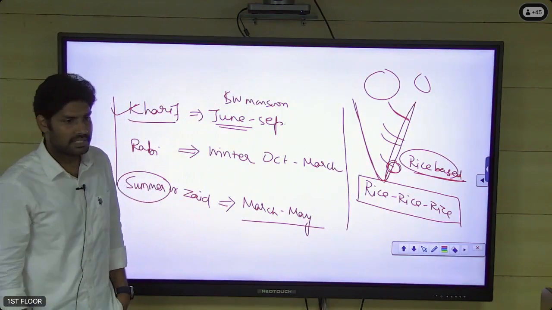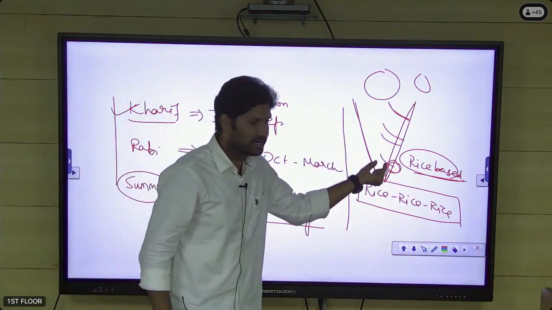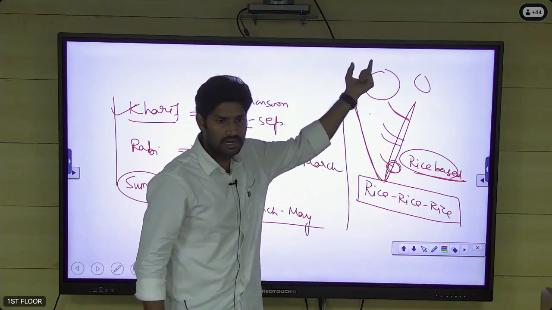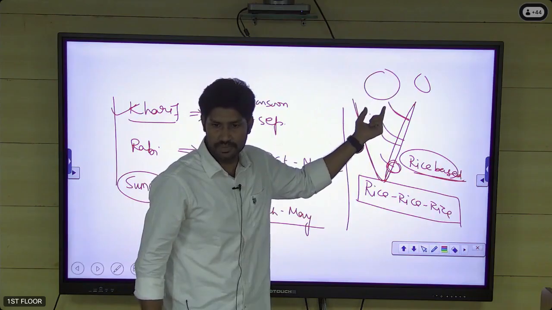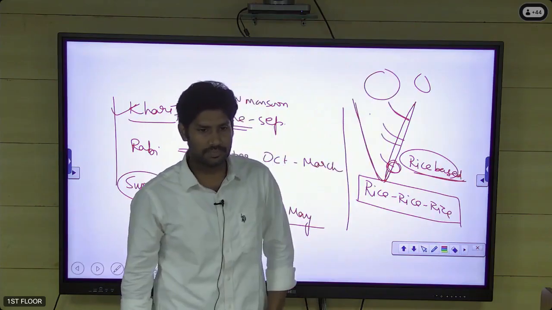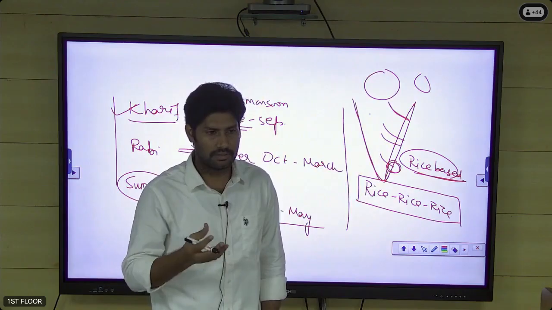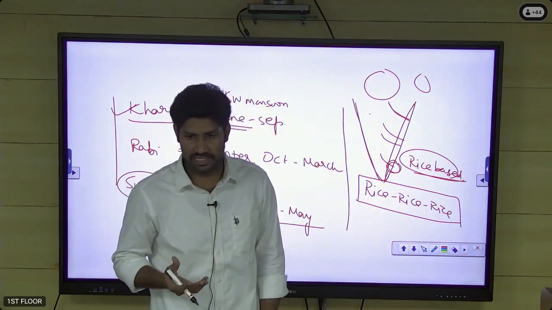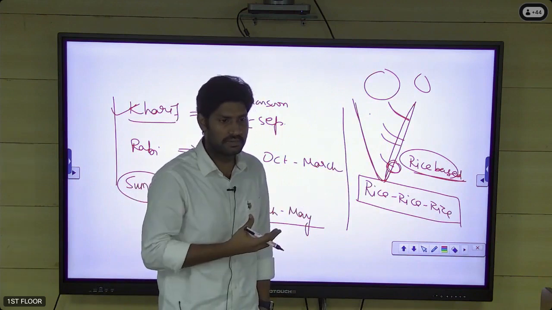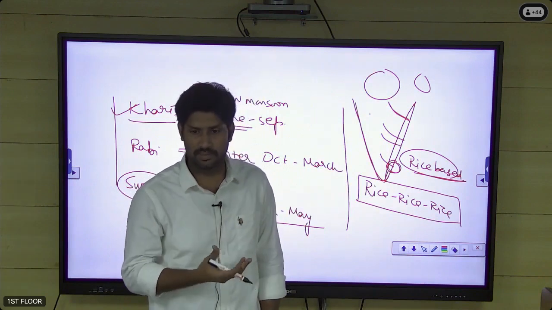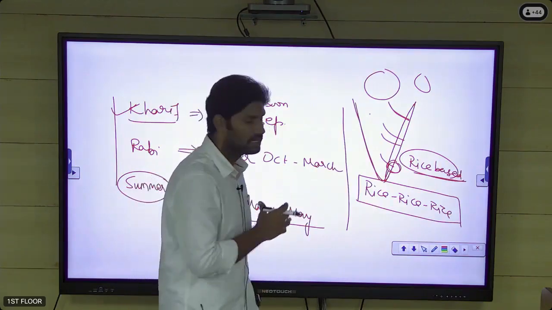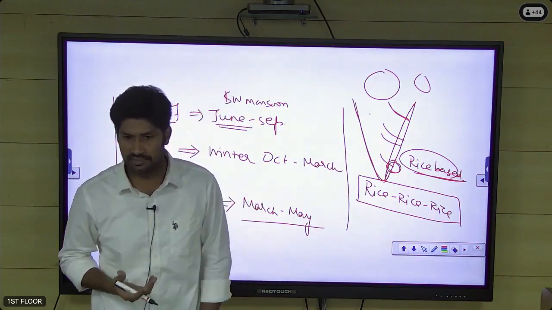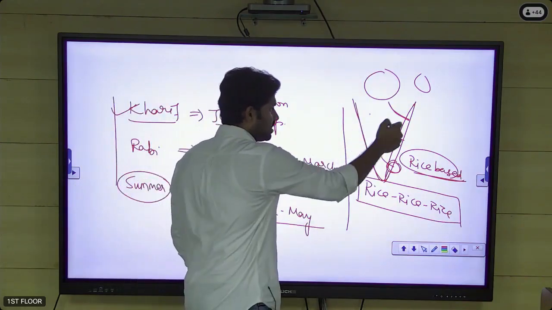Just imagine one more scenario in the central part of India, like the central part of Karnataka, Madhya Pradesh, Maharashtra, Gujarat, Rajasthan. In those regions, what is the common cropping? In Madhya Pradesh, the major crop is pulses. In Rajasthan, millets and oil seeds are famous. Gujarat is famous for groundnut cultivation and cotton cultivation. Maharashtra is also famous for cotton cultivation, right? So these are the major crops in the central part of India.